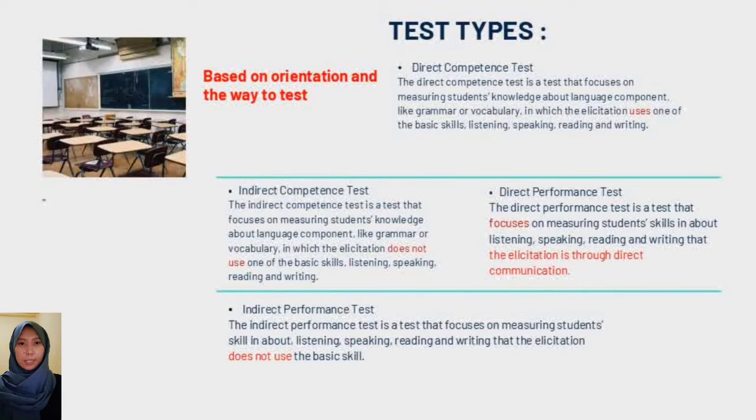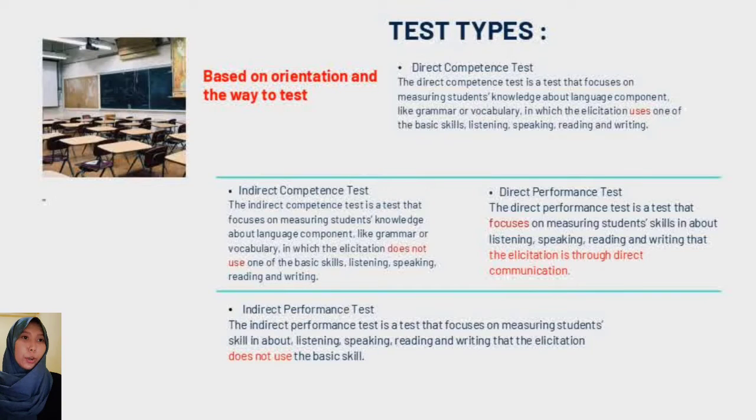Alright, the next slide is test types based on orientation and the way to test. Language testing is divided into two types based on the orientation. There are language competence tests and language performance tests. Language competence test is a test that involves competence of language such as vocabulary, grammar, and pronunciation, while performance test is a test that involves the basic skills in English. There are listening, speaking, reading, and writing.